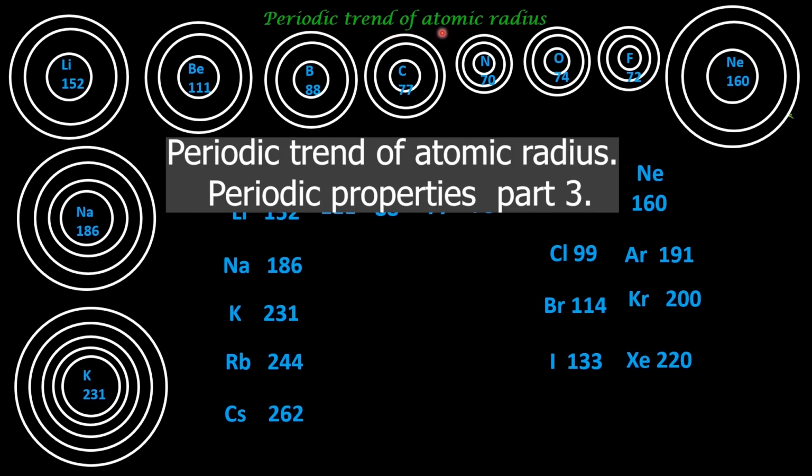Now we will see the periodic trend. In the previous videos, we have already discussed the definition for atomic radius and also how it is measured. We have also seen the types of atomic radii.